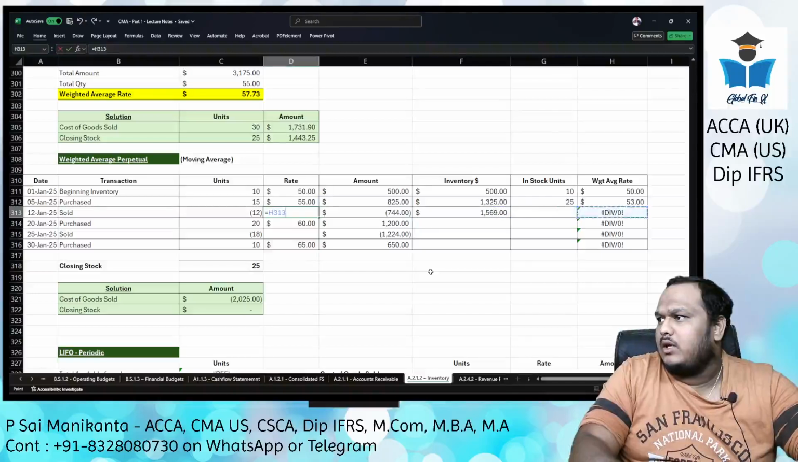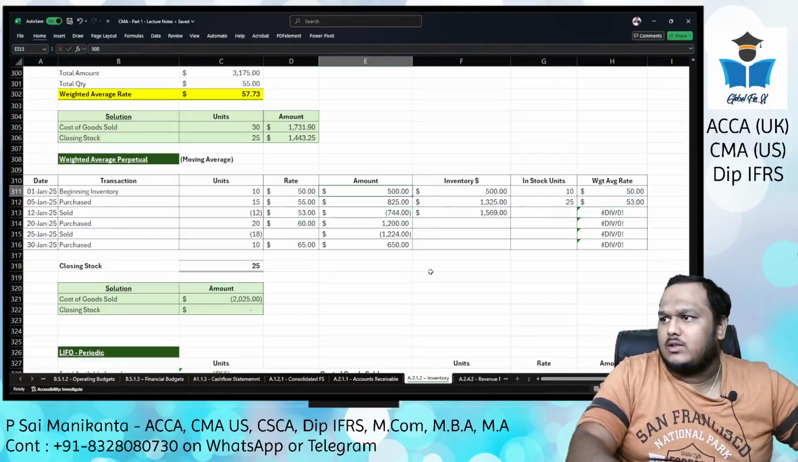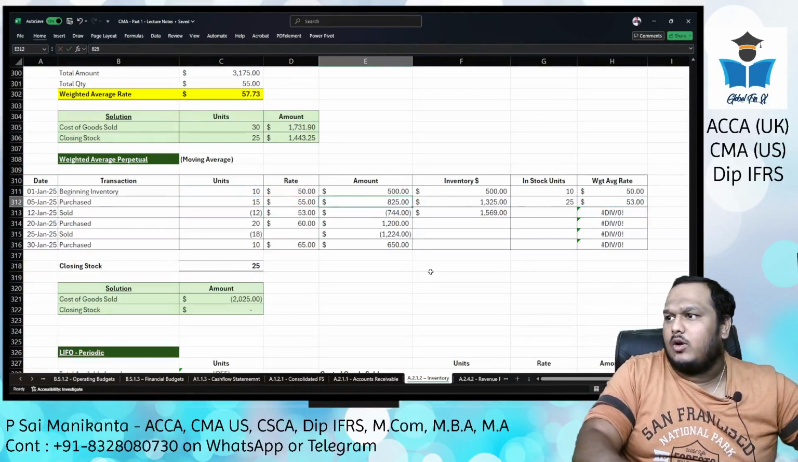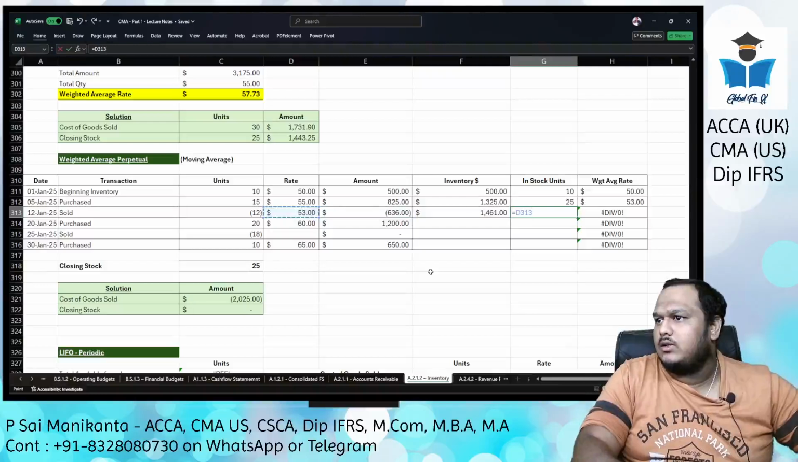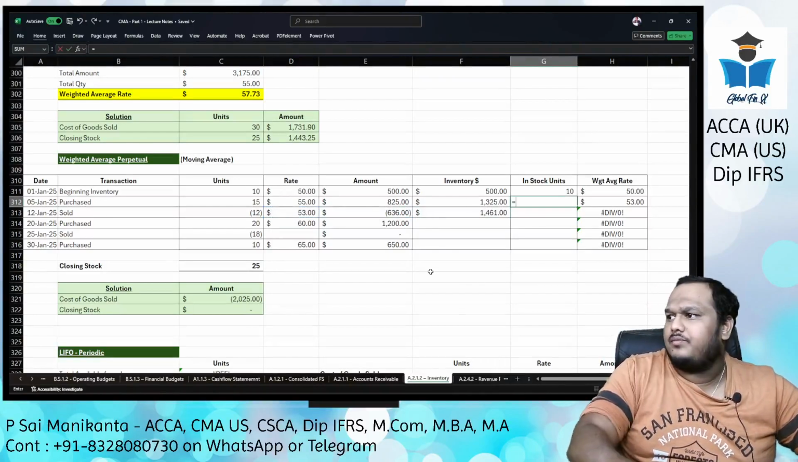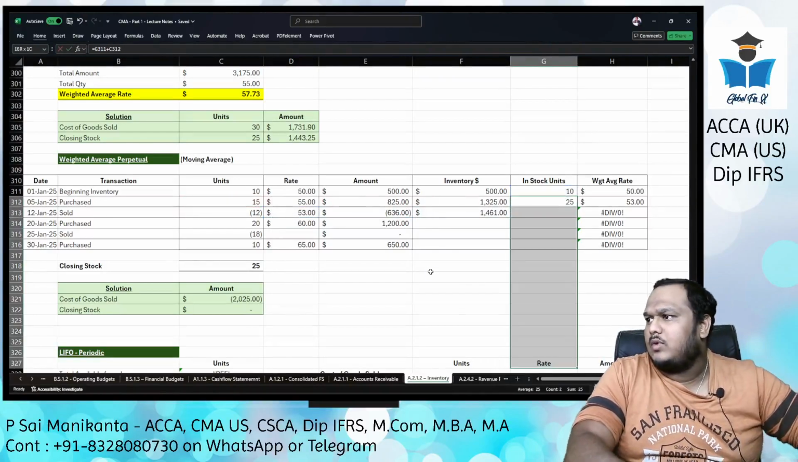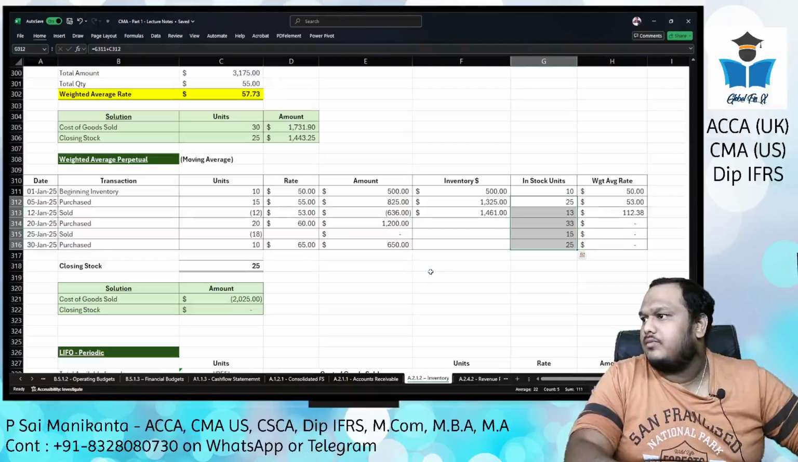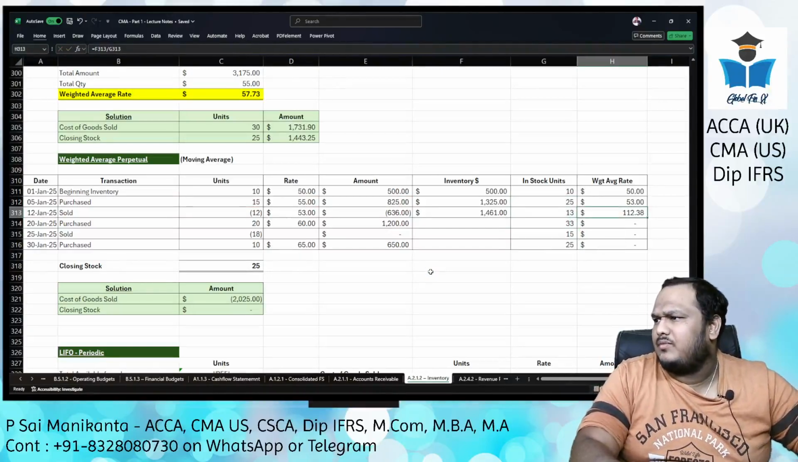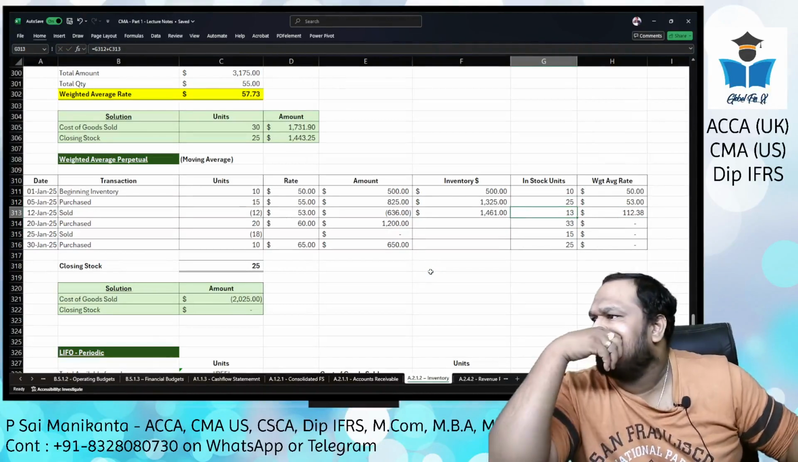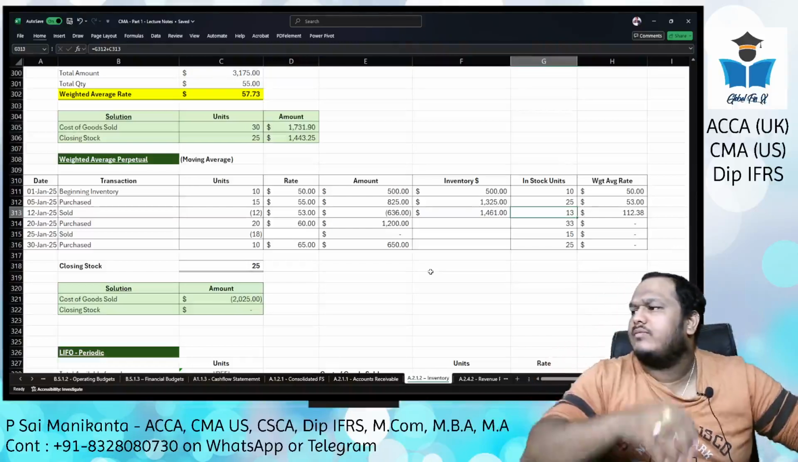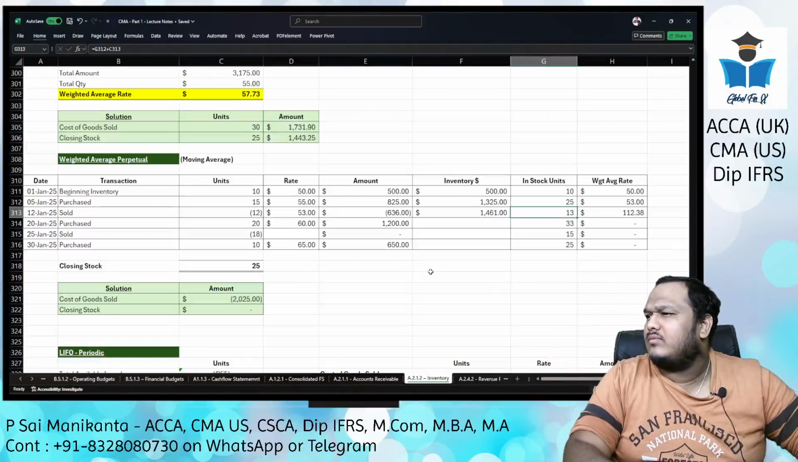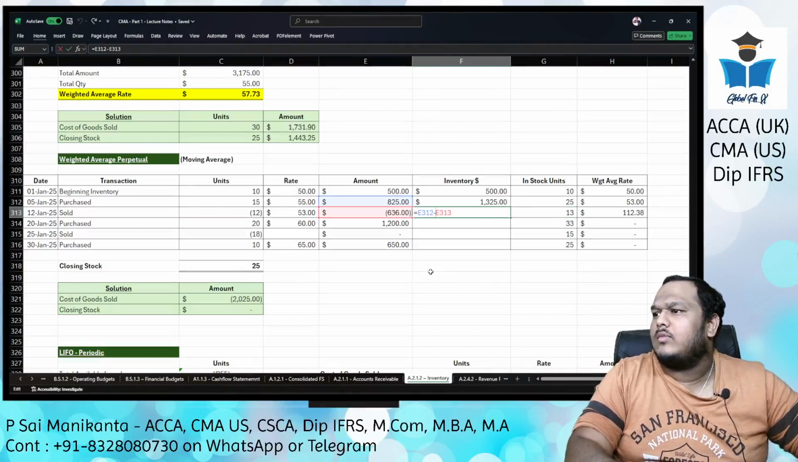Here sales will be taking the previous weighted average rate, so that is one important point we need to always remember. All right, so stock in units would be that's the easiest method to do. All right, 112. Acha.